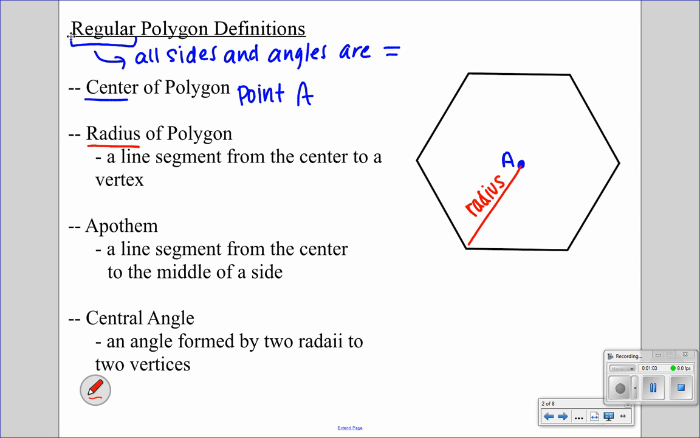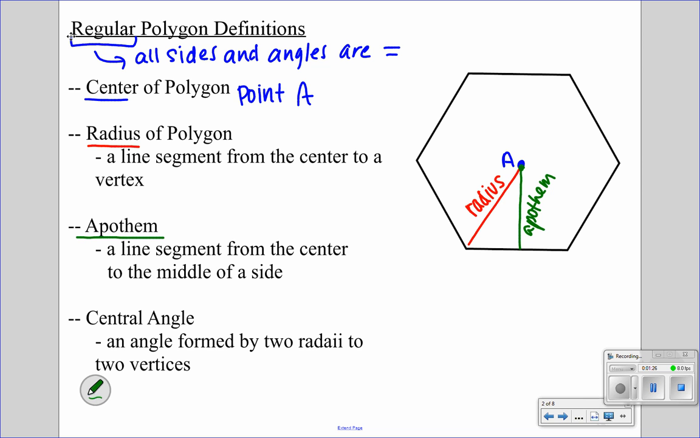The next piece is the apothem. Now an apothem is different because we start in the center and go down to the middle of a side. We have 6 apothems as well. So we have an apothem. Now the difference between a radius and apothem is that the radius goes to a vertex, the apothem goes to the middle of a side.